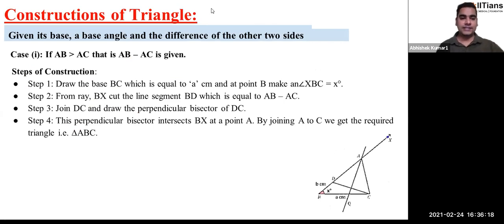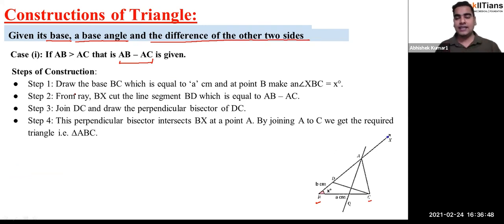We have the first case, and in case number 1 we are going to have two sub cases. We are provided a base, one of the base angles, and the difference of the other two sides. When we say difference of the other two sides, we have two possibilities. For example, here we are provided BC and AB minus AC. That can be one of the cases.